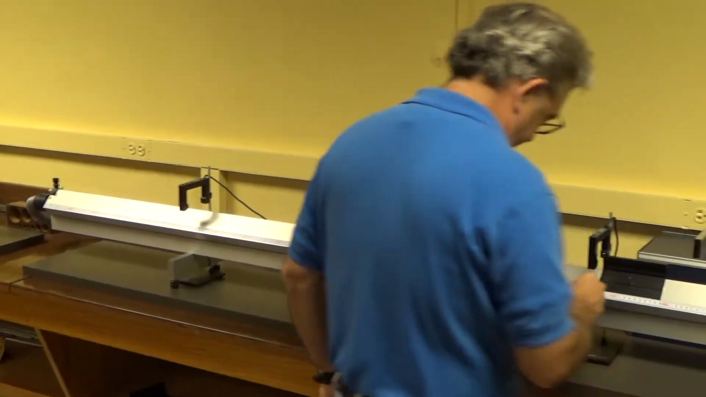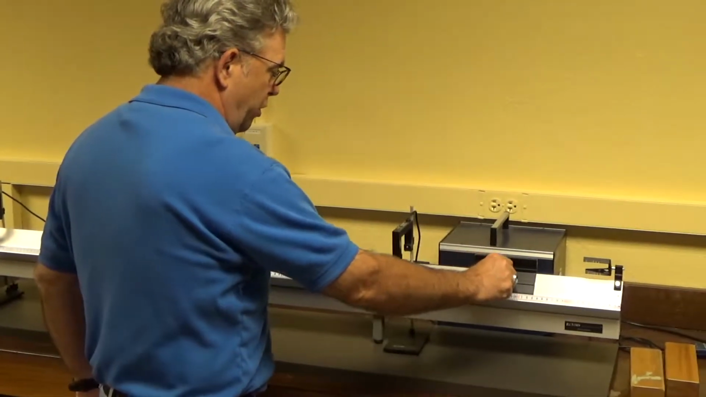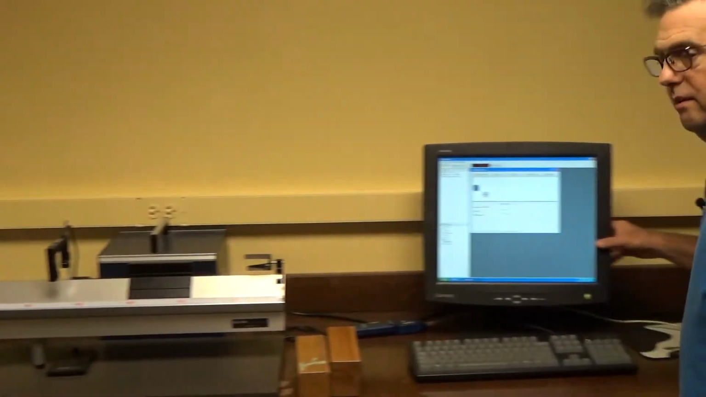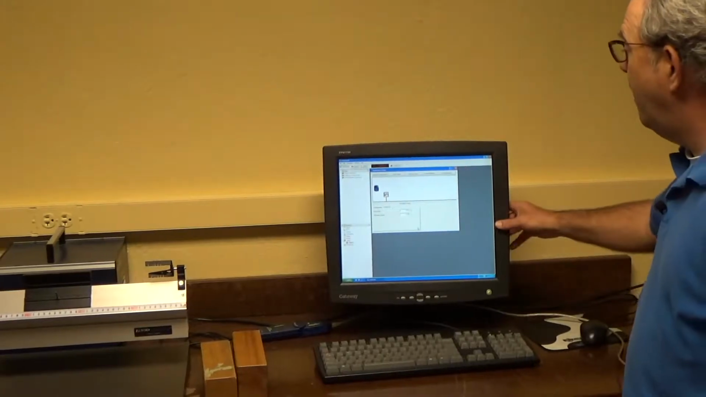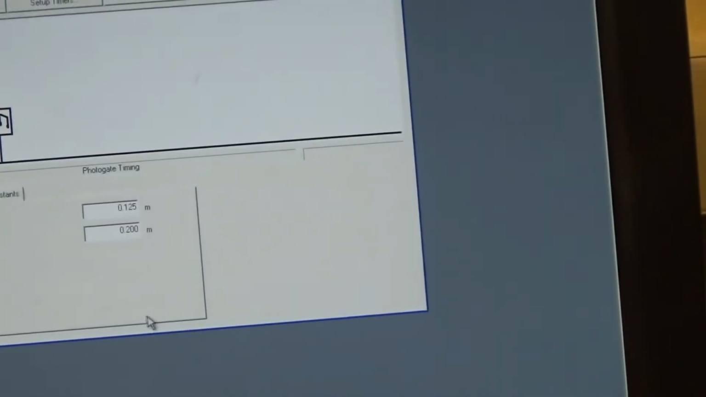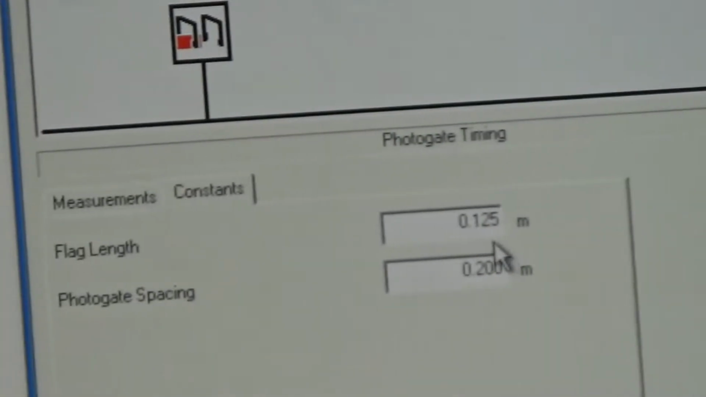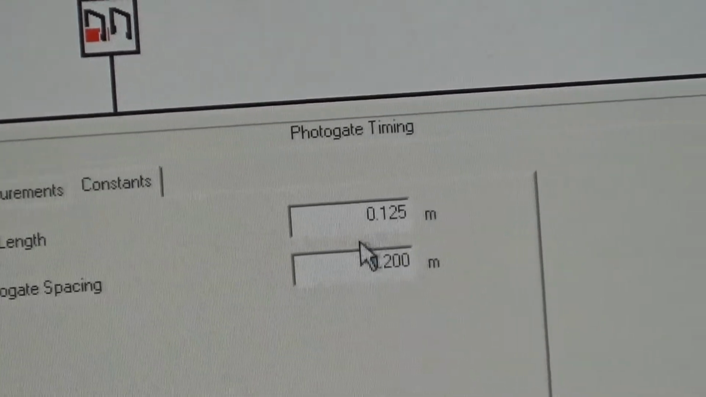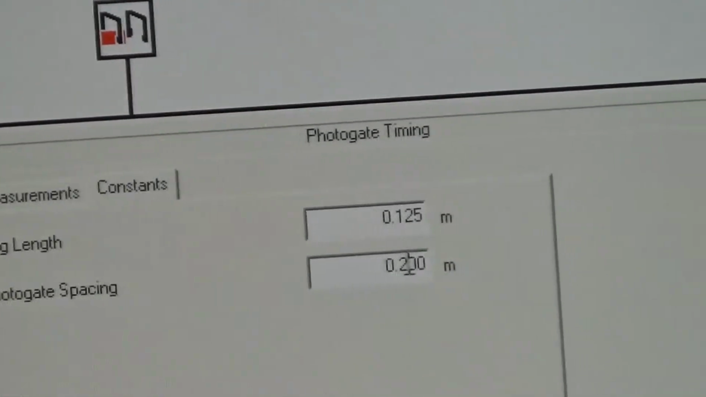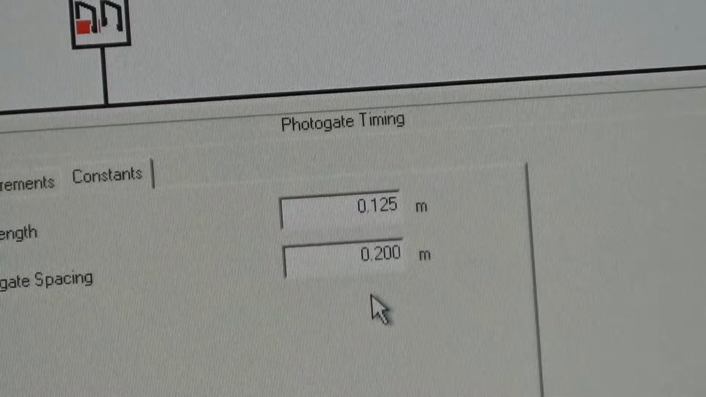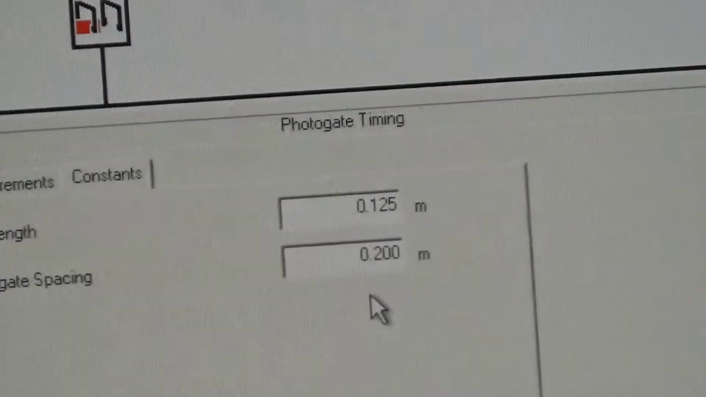All right. So let me show you a little bit about the software. If we can zoom in on that. Okay. So here is the flag length. That's the length of the cart, which I'll give you. Here is the photo gate spacing. That's the distance between the photo gates. So we really don't need that for what we're doing.